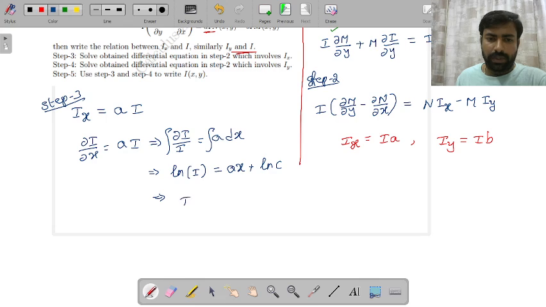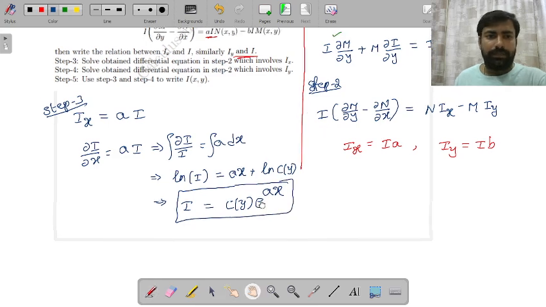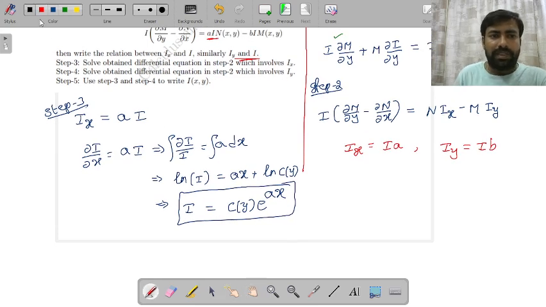So this implies, what is I? I is nothing but some constant. See here, observe one thing, you are actually solving for I by integrating with x here. So in that case we treat the constant as a function of y. Okay, so this is c of y into e power ax. So this is what our I is going to be, right? So that's what step 3 says, solve the equation which involves ix.